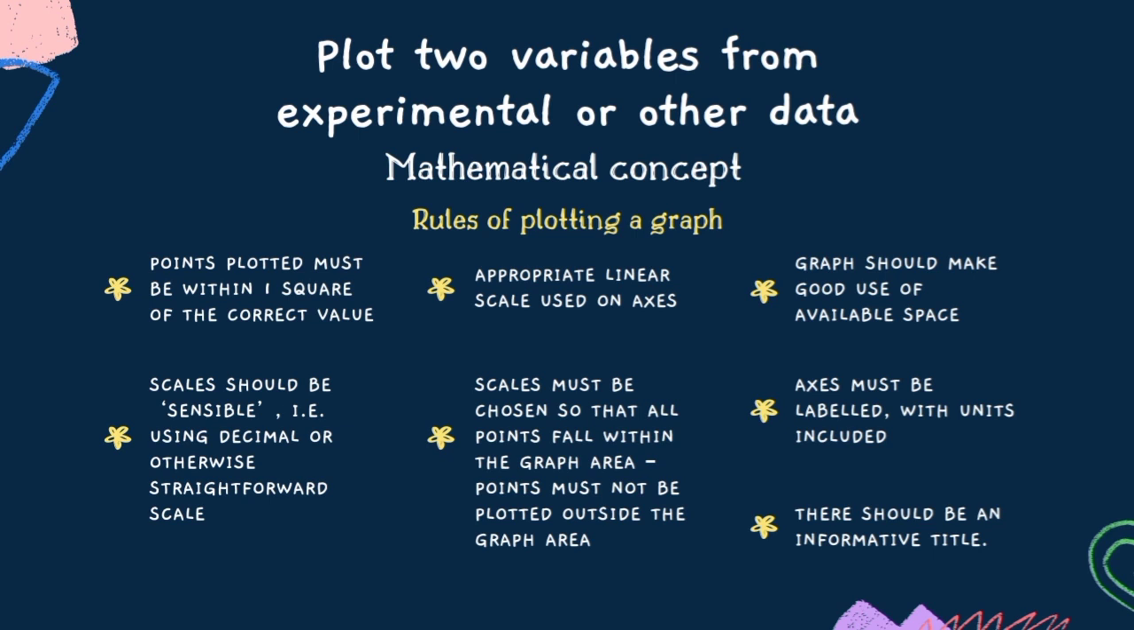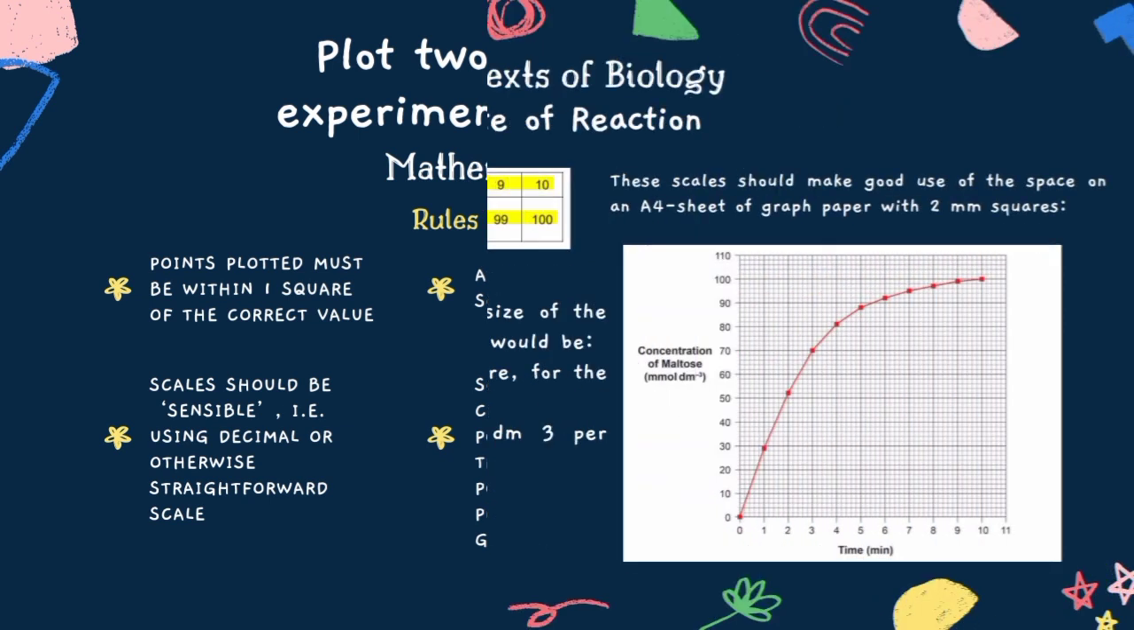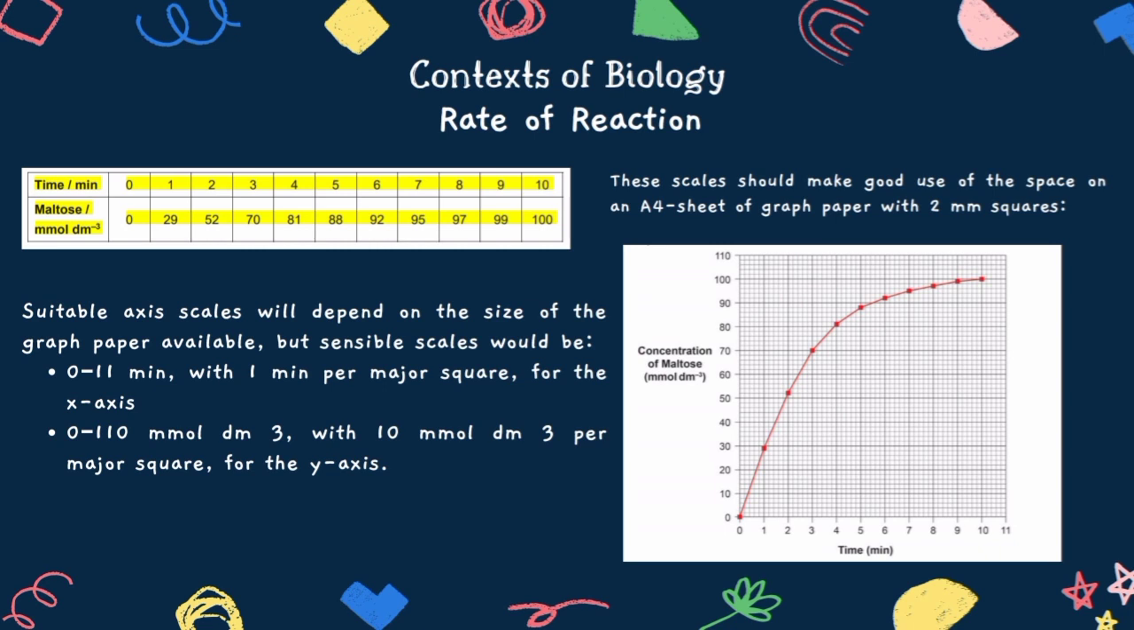The next, scales must be chosen so that all points fall within the graph area. That is to say, points must not be plotted outside the graph area. And then, axes must be labeled with units included. And the last, there should be an informative title. And the next is context in biology.